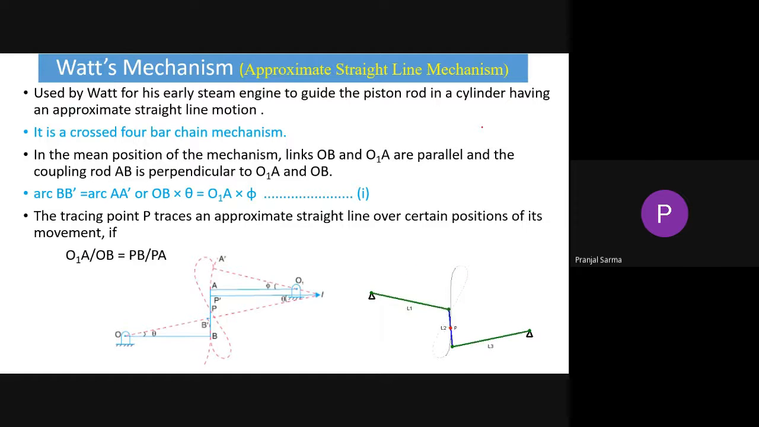Similarly, about Watt's mechanism, we have already discussed it in one of the previous sections, so I'm not going to discuss it in detail, but you can just go through it. Here we have already seen that these are the two main positions, right? And this is the link which is connecting them. In the mid position, these two links are parallel. And this particular red point is going to trace an approximate straight line. So the name itself suggests, from here to here, if you consider, it is a kind of x-axis straight line, and after that it deviates. Okay, I hope there is no confusion.